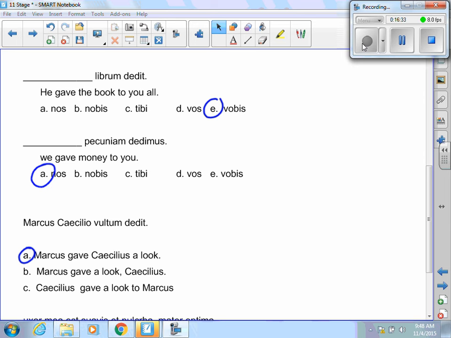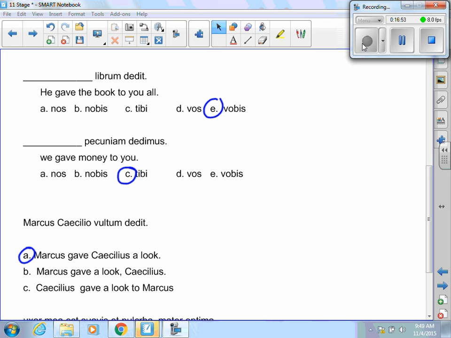Circle the wrong one. It needs to be the dative form. Nos is the nominative singular. Nobis is the dative plural, but it means us. So us is, or we as the subject, or to us in the dative. Tibi is to you. That's the singular form of to, so that's why I circled it. It's not vos or vobis because it's not you all.